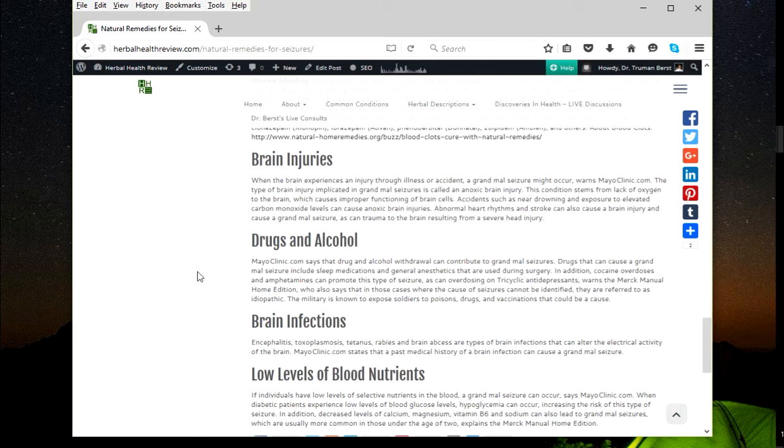It also says that the cases of seizure that cannot be identified are referred to as idiopathic. The military is known to expose soldiers to poisons and drugs and vaccinations that could cause seizures.